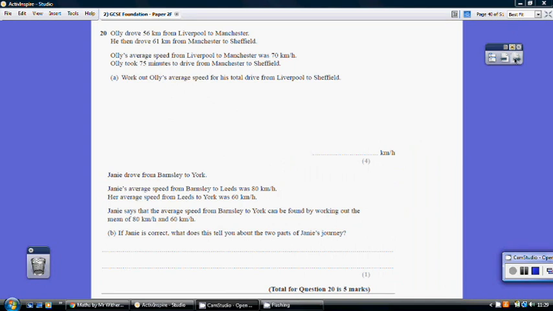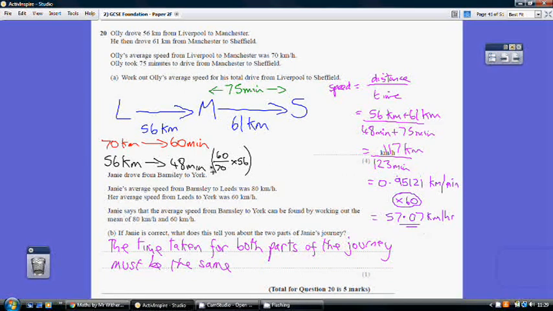Question 20. So draw a little diagram to help you gather your thoughts. Liverpool to Manchester to Sheffield, 56 kilometres, 61 kilometres. Now the first thing we're told is that Ollie's average speed from Liverpool to Manchester was 70 kilometres per hour. That means he goes 70 kilometres in an hour or 70 kilometres in 60 minutes. But going from Liverpool to Manchester, he doesn't have to go 70 kilometres, he needs to go 56 kilometres.